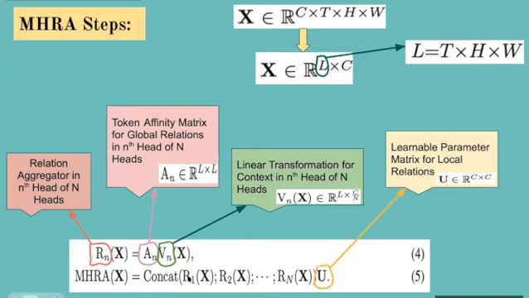Now, in the next equation, which is equation 5, it concatenates the outputs of all the capital N heads, and multiplies it with the learnable parameter matrix, which I just said is capital U, taking care of local relations. I'll explain how affinity is taking care of global and local relations, but U here is taking care of the local relations. And the main pivot here for the whole model is the matrix A.